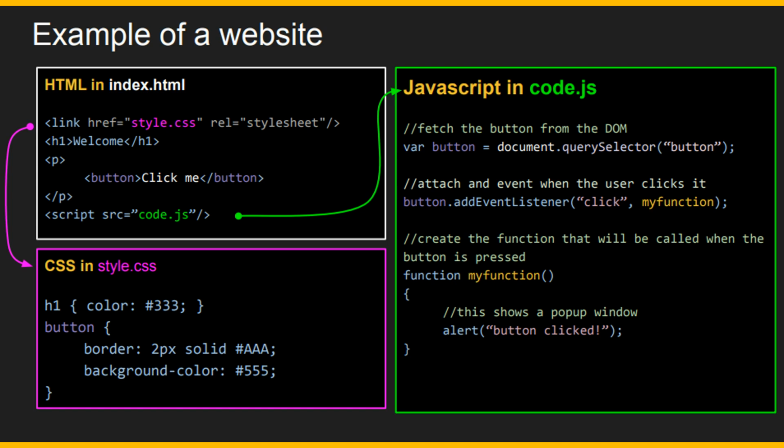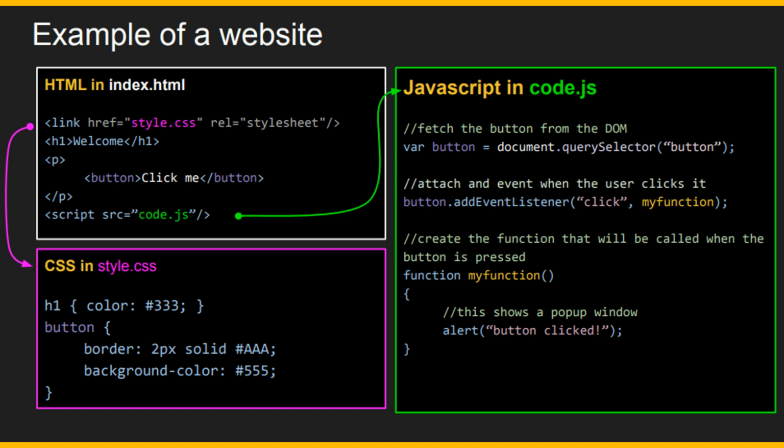Then we attach an event when the user clicks it. Button.addEventListener. Which event do you want? The first parameter will be click. The event will be click. It could be double click, it could be on hover, on pressed. There are many. We're going to practice them later in our practice playlist. So addEventListener click, comma, my function. The second parameter is the place where we put our function code.